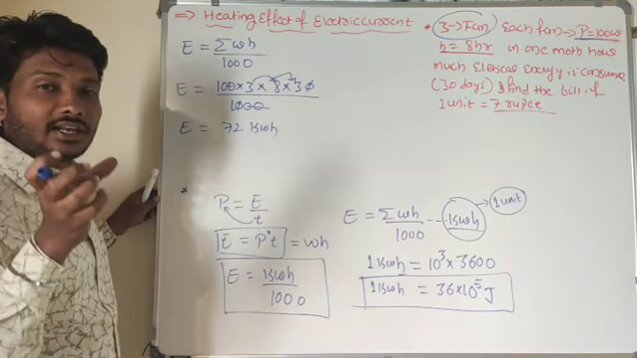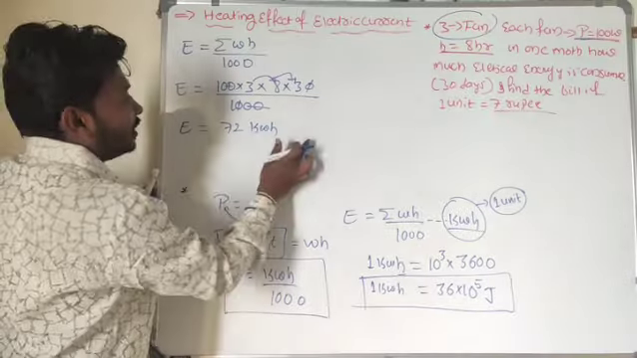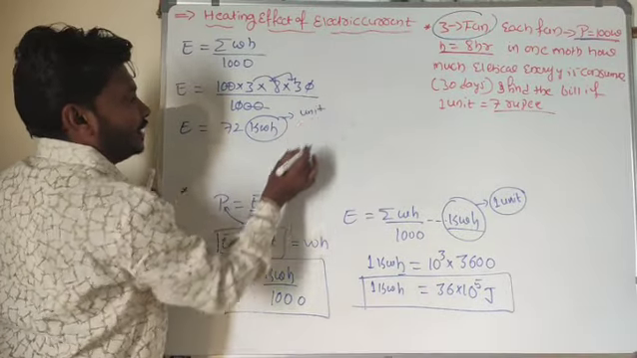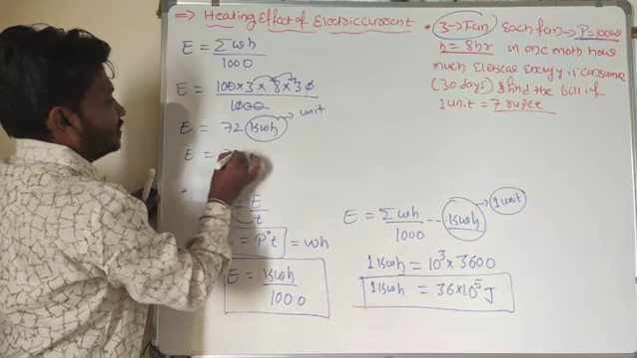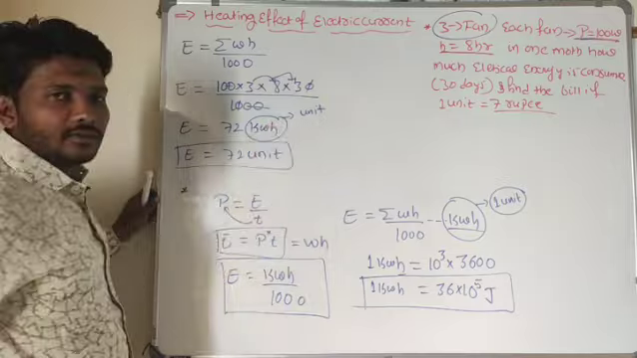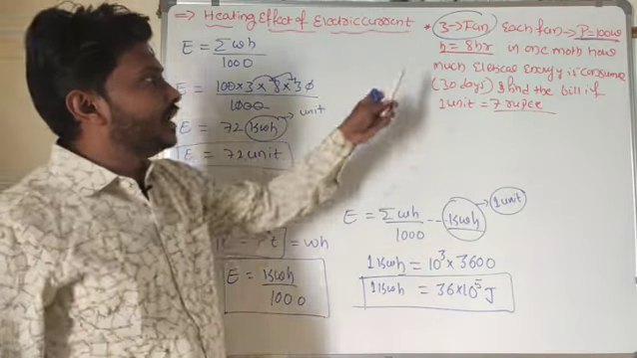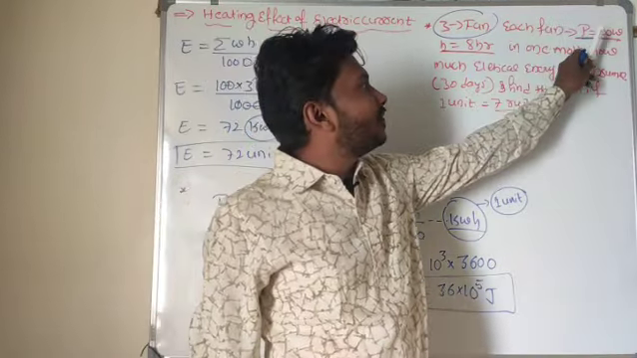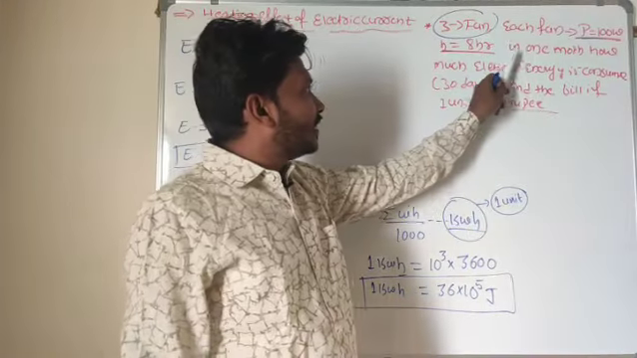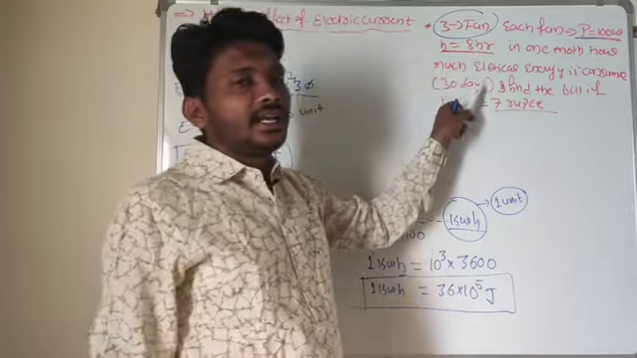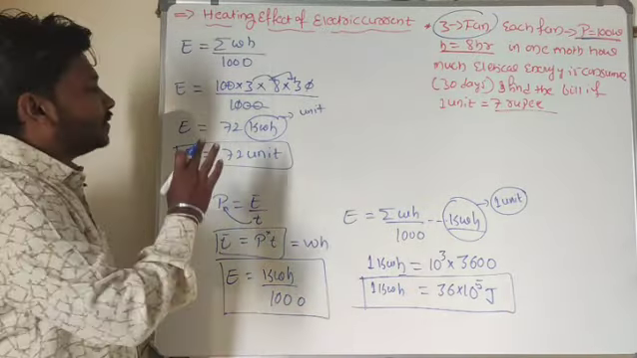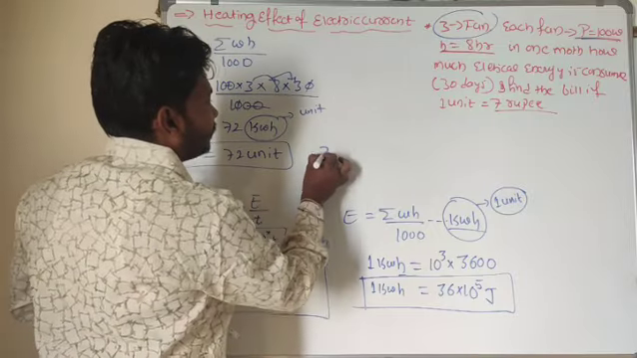The electrical energy consumed in 1 month is 72 kilowatt hour. This kilowatt hour is equal to 1 unit, so 72 units. So if I run 3 fans, each having power 100 watt, every day for 8 hours, after 30 days the energy consumed is 72 kilowatt hour.